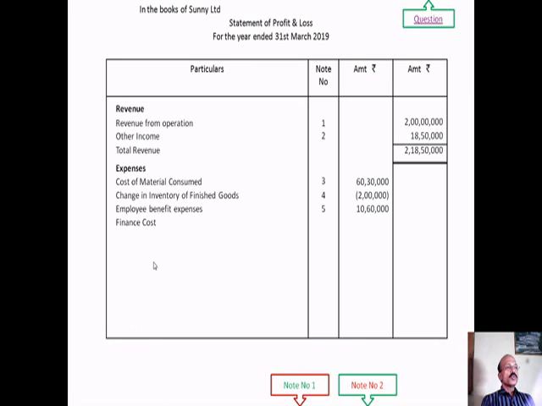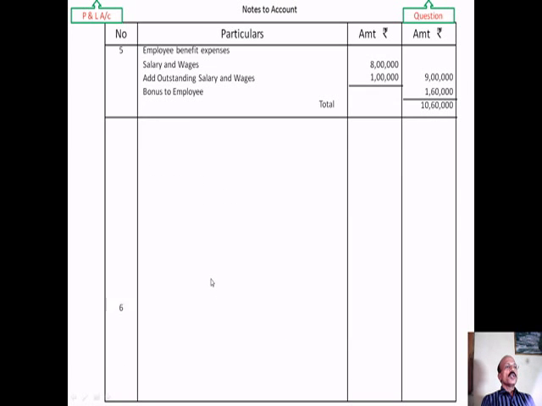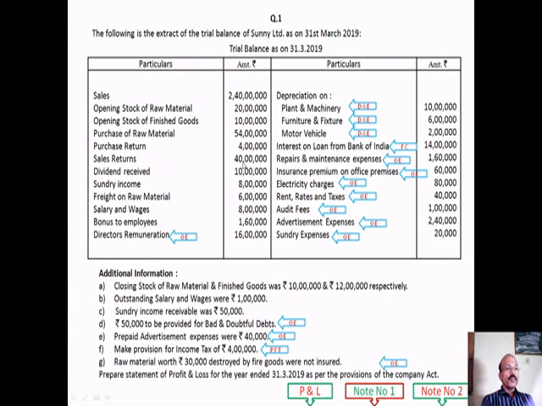So the next item in the profit and loss account is finance cost. Working note number 6. Let us prepare working note number 6 as finance cost. Let's find out in the question what items belong to the finance cost.